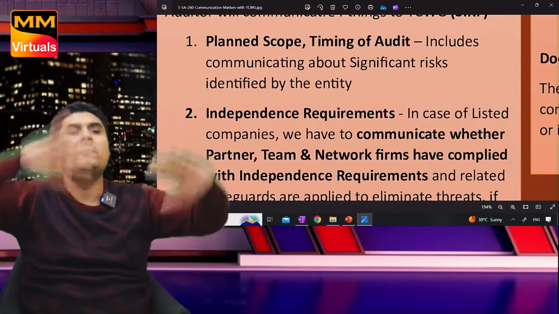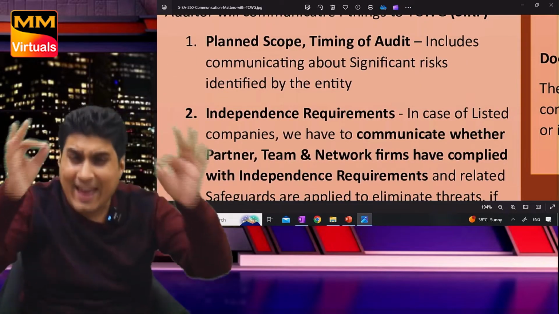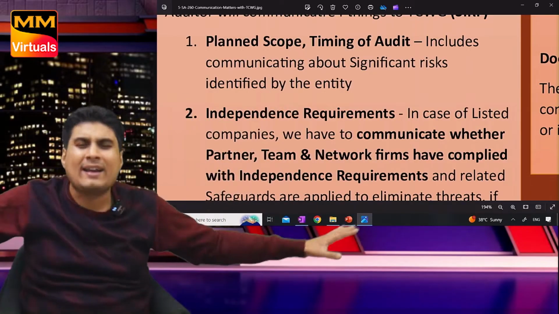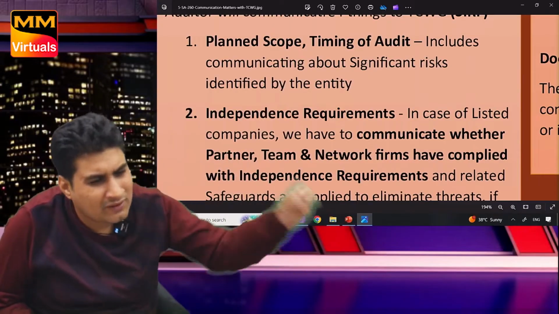What do you mean by scope? These things I will check. I will check everything relevant to financial statement. I am not concerned with production, marketing, HR. I am only concerned with financial statement.